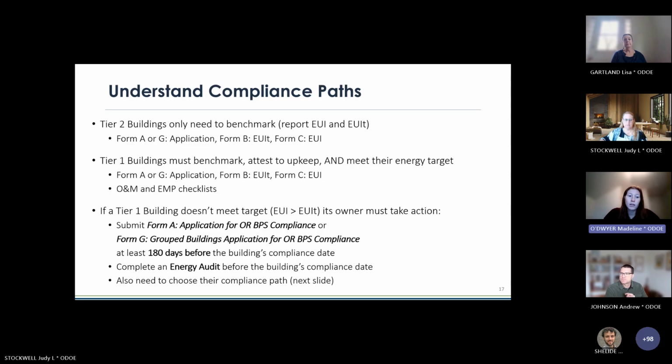For tier 1, your building is going to need to benchmark, attest to the operations and maintenance program, fill out your energy management plan, and meet your energy target. Now, if a tier 1 building is not going to meet their energy target, they will also need to inform ODOE within 180 days or 6 months before the building's compliance date, and they'll need to choose their compliance path, which is in the next slide.